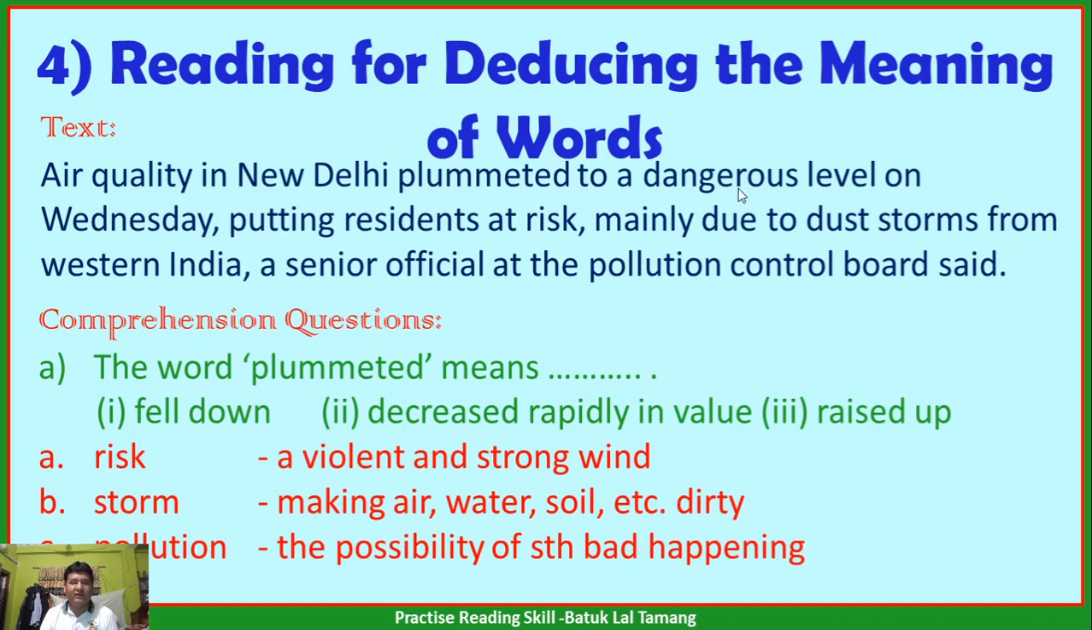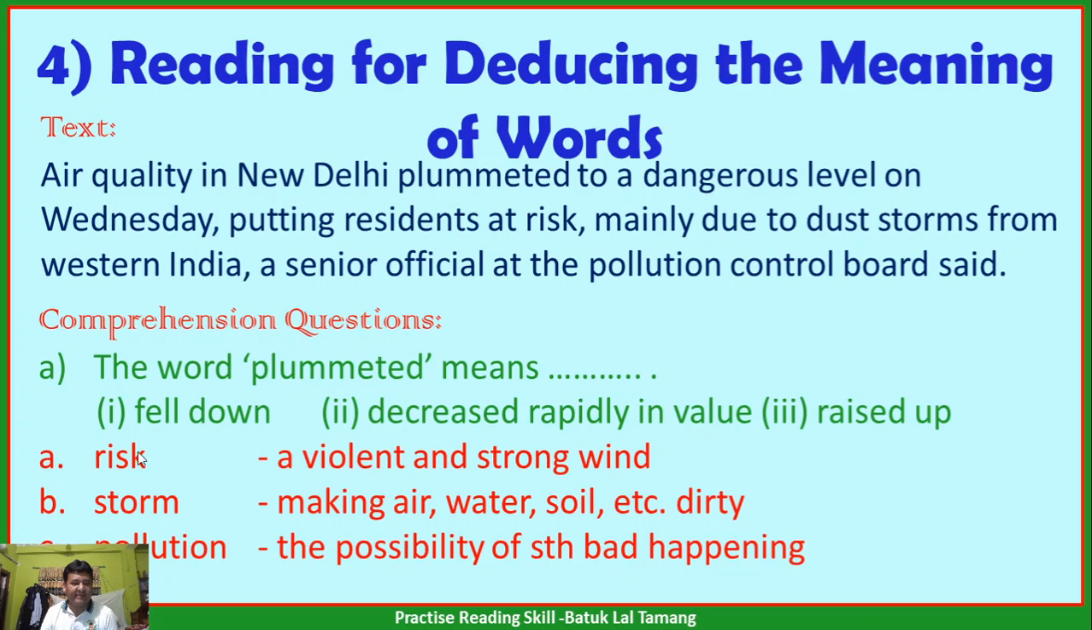However, let us go to the context. Sometimes one word can give different meanings, and in that context, what is the meaning of that word? That is the important thing. Such kind of practice of reading is called reading for deducing the meaning of the word. Here, plummeted to a dangerous level, that means decreased rapidly in value.